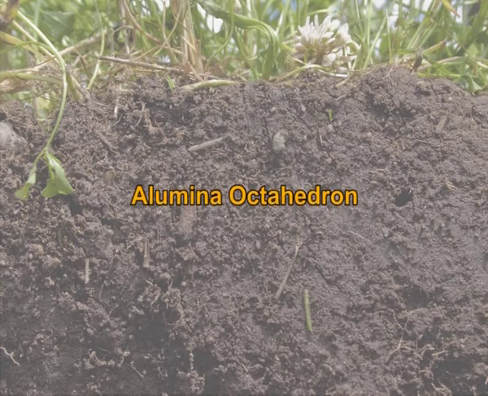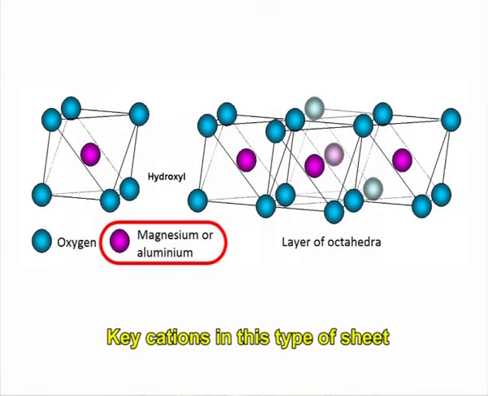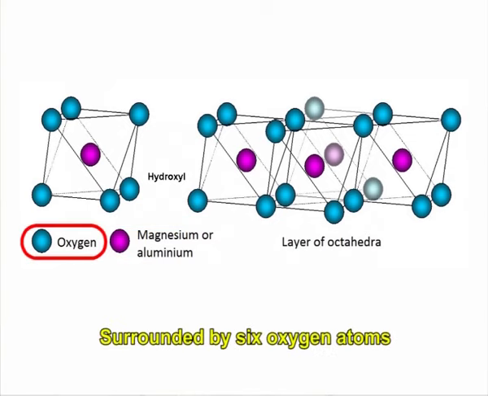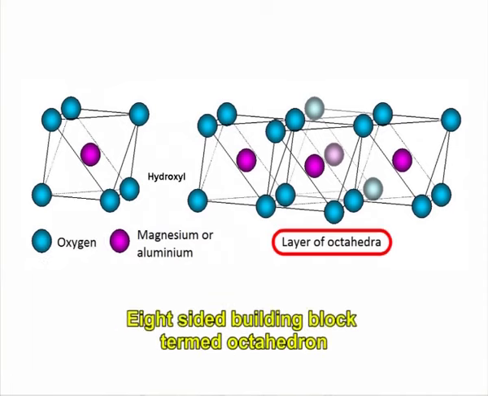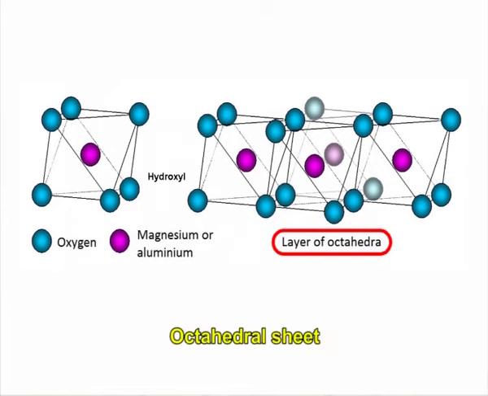Alumina octahedron. Aluminium and/or magnesium ions are the key cations in this type of sheet. An aluminium or magnesium ion surrounded by 6 oxygen atoms or hydroxyl groups gives an 8-sided building block termed octahedron. Numerous such octahedra link together horizontally to form an octahedral sheet.